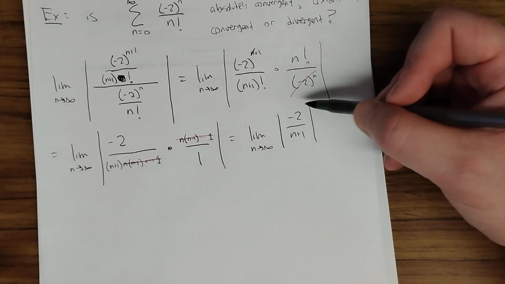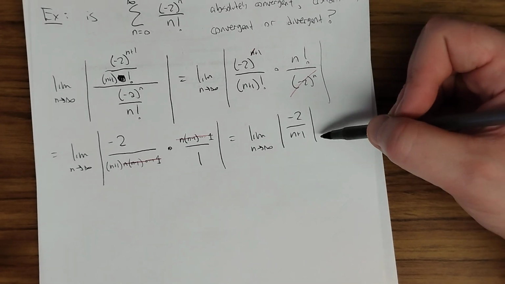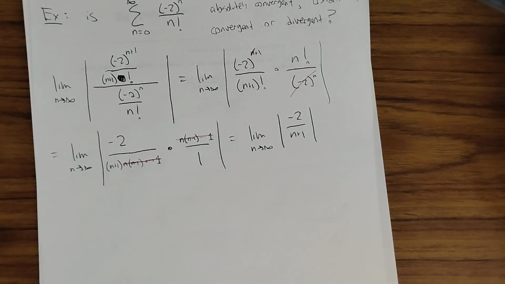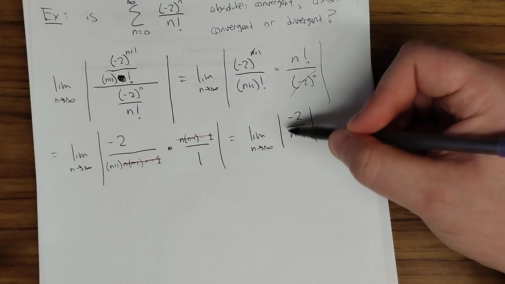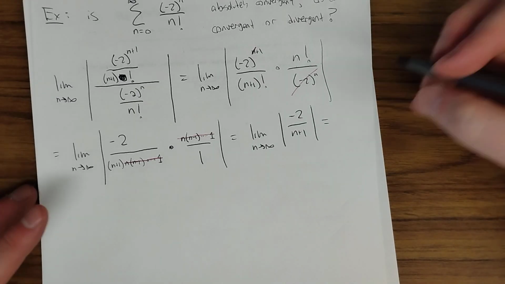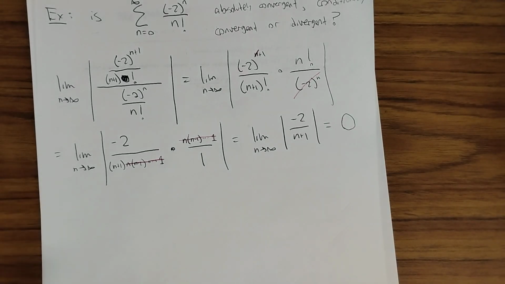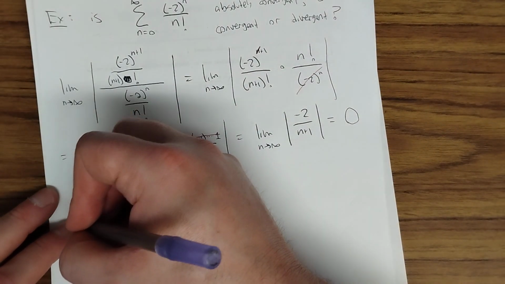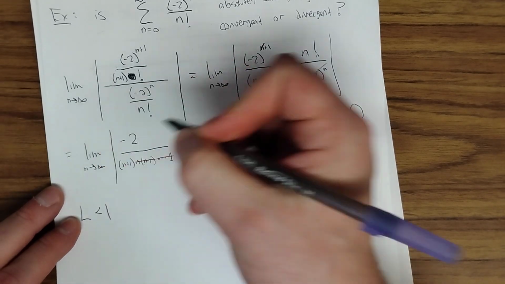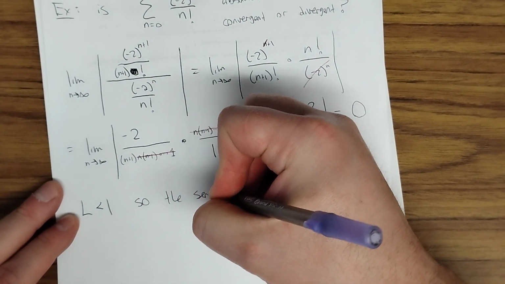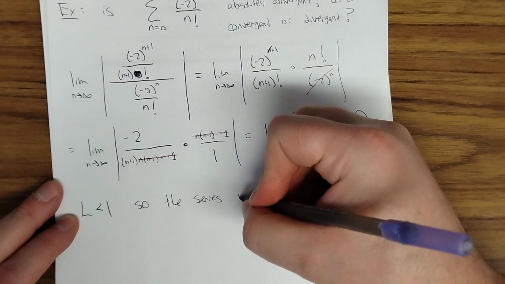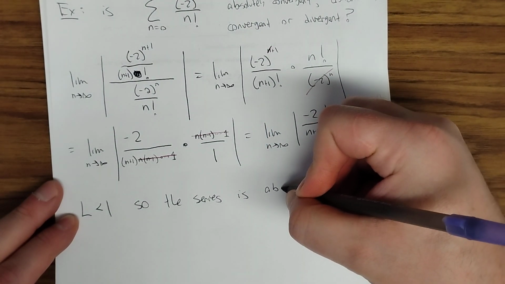And of course, maybe I could get rid of the absolute values and call this a plus 2. But actually, let's just jump straight to the answer. N's going to infinity, so this goes to 0. And the absolute value of 0 is 0, so let's just say 0. Okay, so that's our L. It is less than 1. So the series is absolutely convergent.